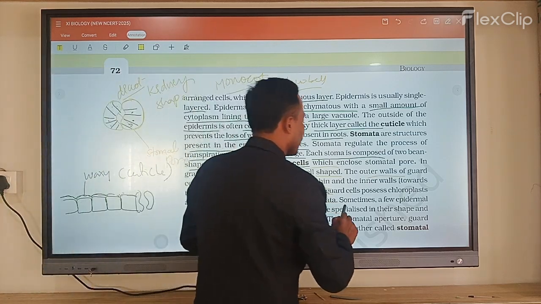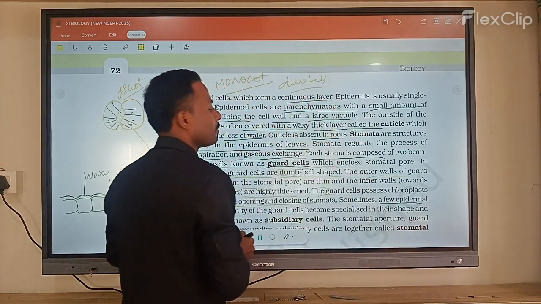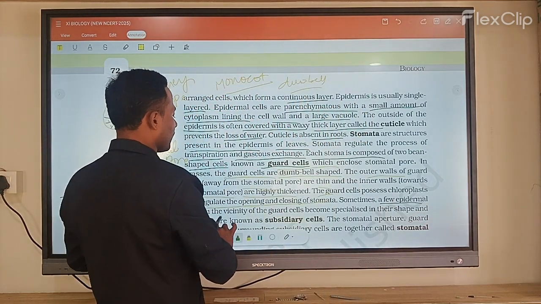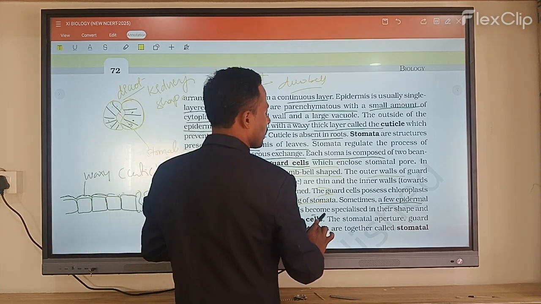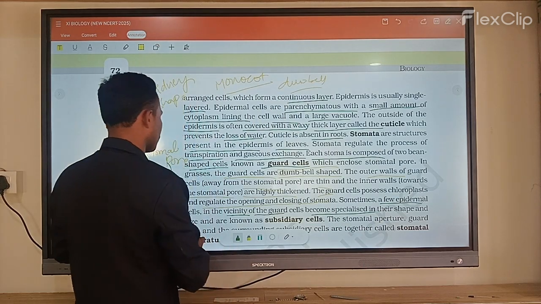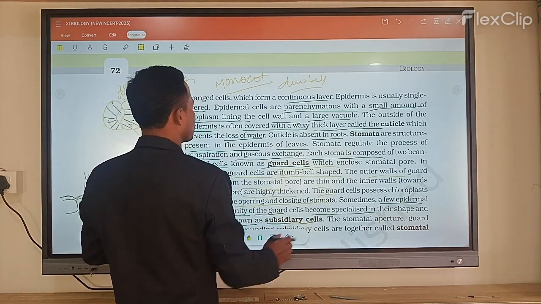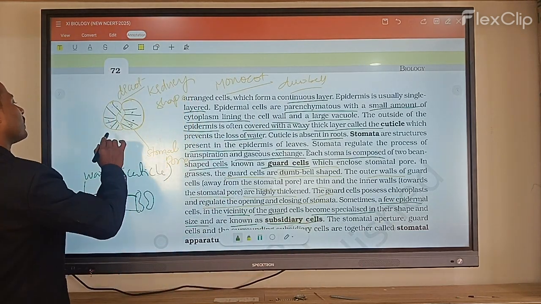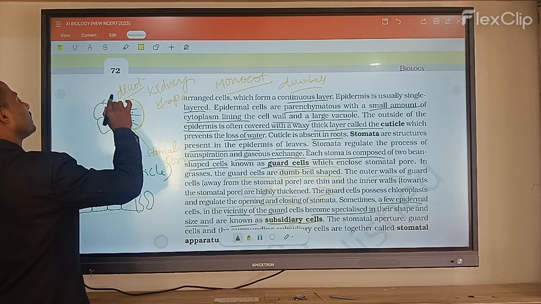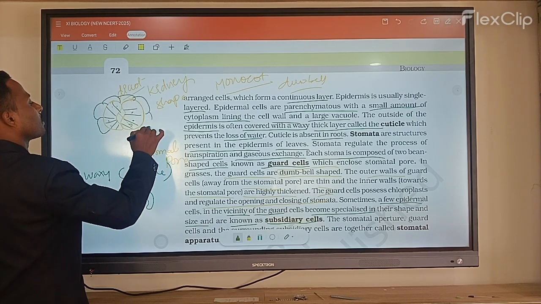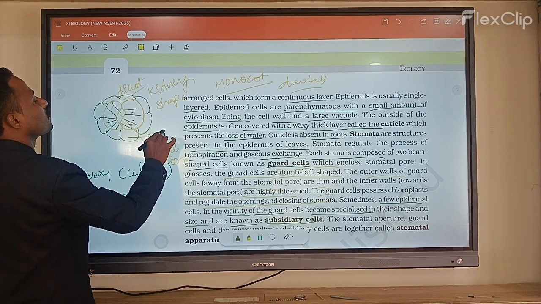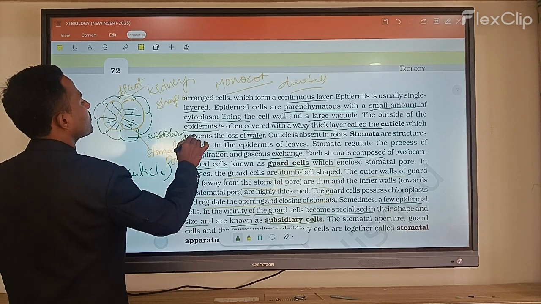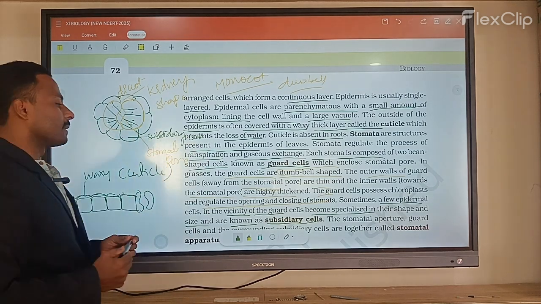Now sometimes a few epidermal cells in the vicinity of the guard cells become a specialized structure in shape and size, and they are known as subsidiary cells. So the cells covered by other thick cells that are present here are called subsidiary cells. These are called what? These are subsidiary cells.